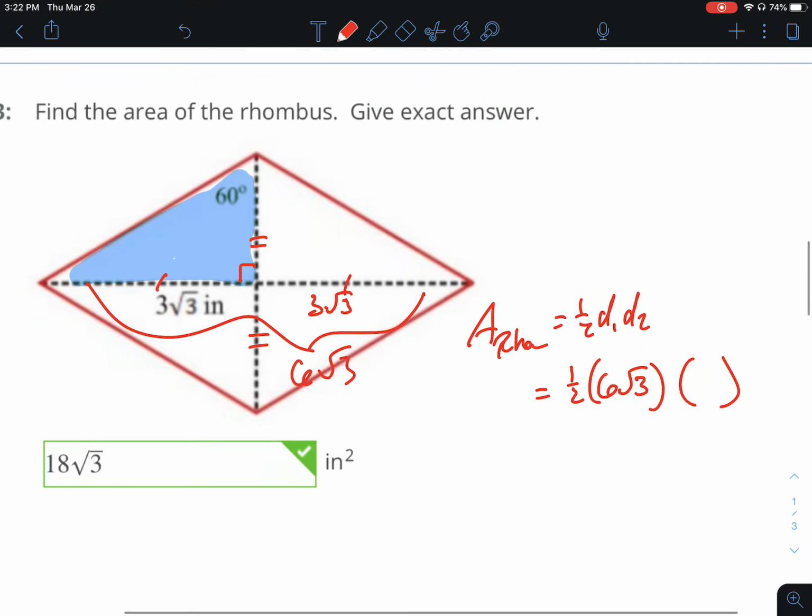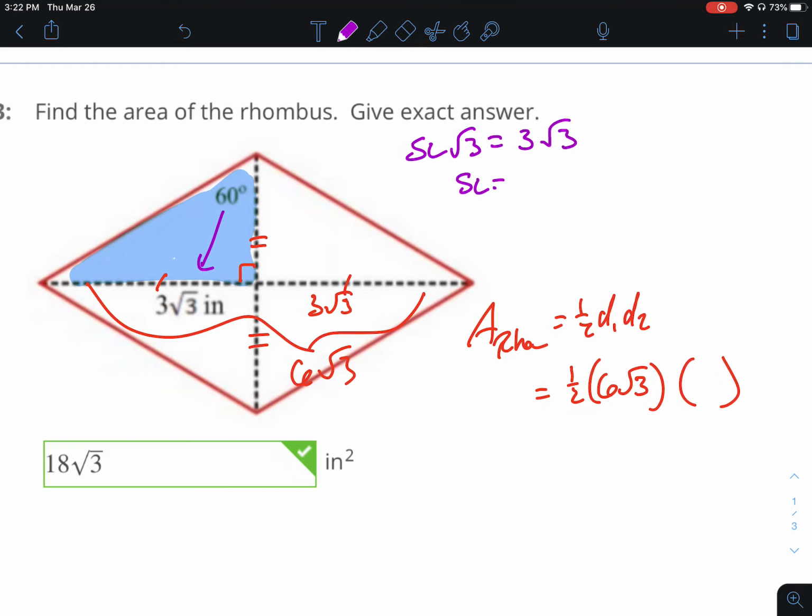We can find it because of this special right triangle. Opposite 60 is 3 square roots of 3. So that is the short leg times the square root of 3 is going to equal 3 square roots of 3. If you divide both sides by the square root of 3, you get the short leg is 3. So opposite 30 is the short leg. So that means this other diagonal is 3 plus 3, which is 6.